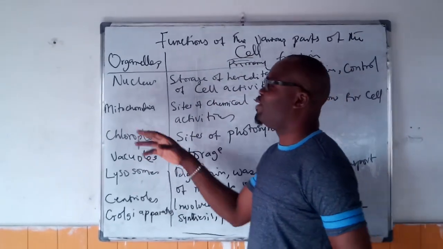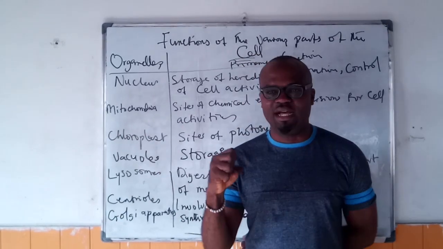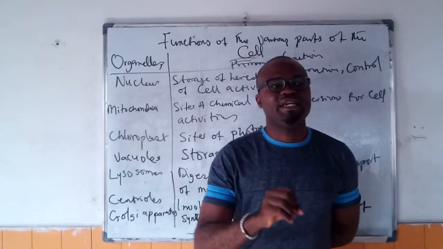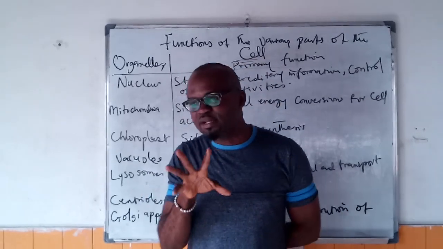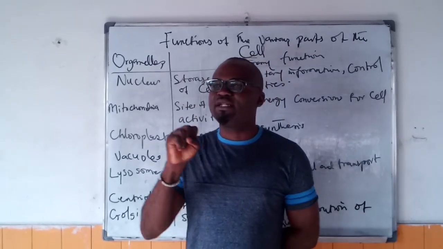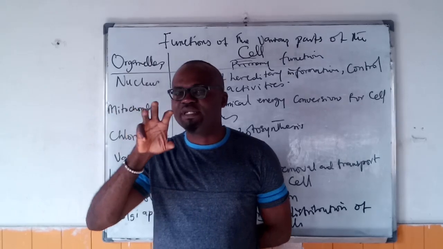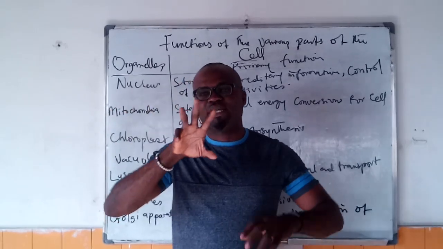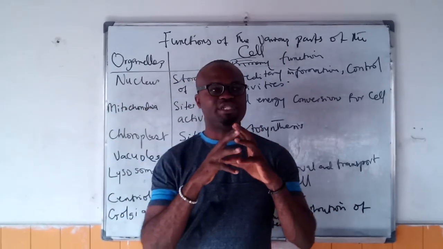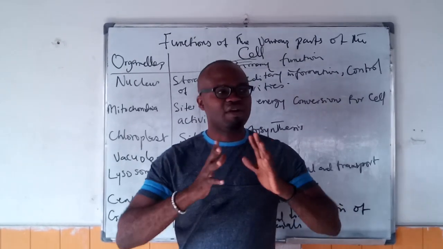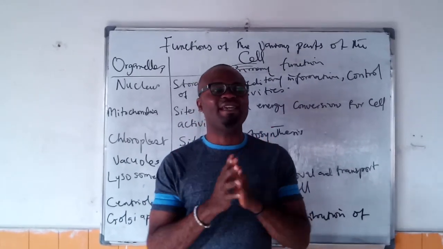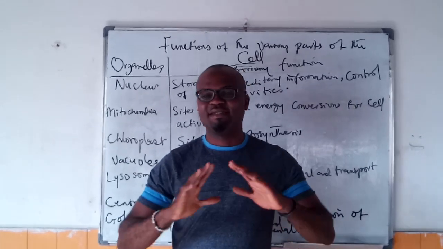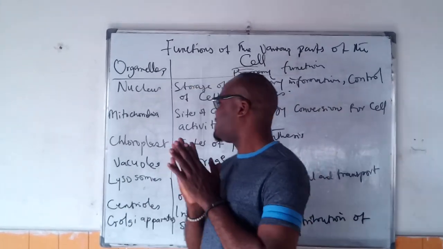So all those informations are contained in the nucleus. Now secondly, we are going to look at the mitochondria, which is in the plant cell as well as in the animal cell. The mitochondria, as we all call it, is the powerhouse of the cell. Why is it called the powerhouse of the cell? Because that is where energy is produced. That is where conversion of energy is done. And you know that energy is needed for plants to do its activities.